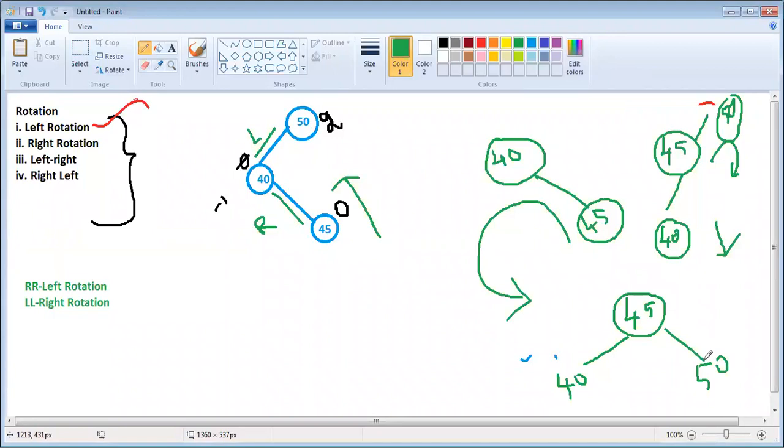Any doubt in this? How I made it? No, ma'am. Others? Ayush, what about you? No, ma'am. Ankit? Yes, ma'am. Ankit is not there.